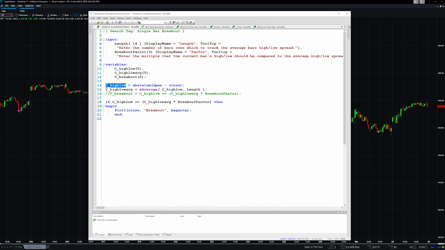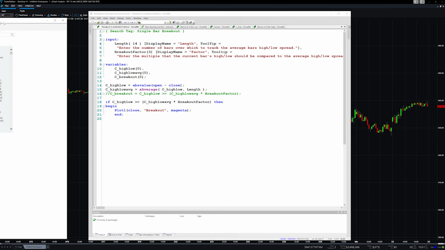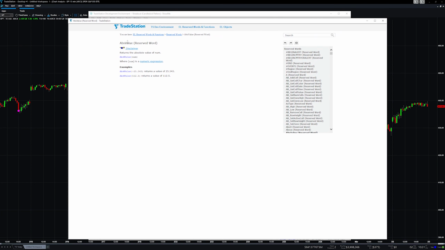So I had this as high minus the low, but in TradeStation the high-lows are showing up way further out than in TradingView, and so just to make this show up a little more often, I chose to do open and close. And I did this absolute value. Let me show you guys the definition of absolute value. It basically just gets rid of a negative if you have a negative number. So absolute value returns the absolute value of the number.